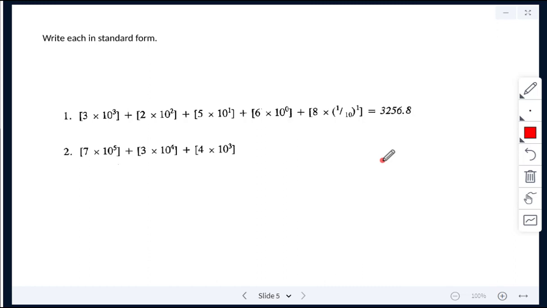So let's look at this example here. 7 times 10 to the power of 5, that's in the 100,000 position. 3 times 10 to the power of 4, that's in the 10,000 position. And then 4 times 10 to the power of 3, that's in the thousands position. And then we don't have anything else, so we would just fill it in with zeros. So 734,000.